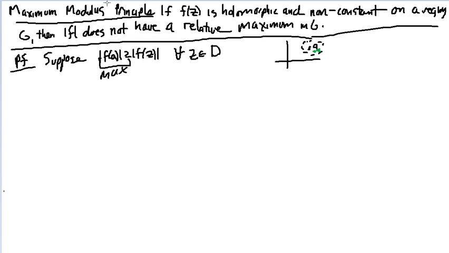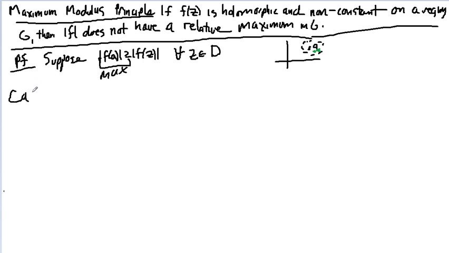I'm here to talk about the maximum modulus principle, which basically means that the absolute value of f under nice conditions cannot have a relative maximum on a sort of an open interval, open region. So suppose that we do have a maximum called a, so |f(a)| is bigger than or equal to |f(z)| for all z in some region close to a.